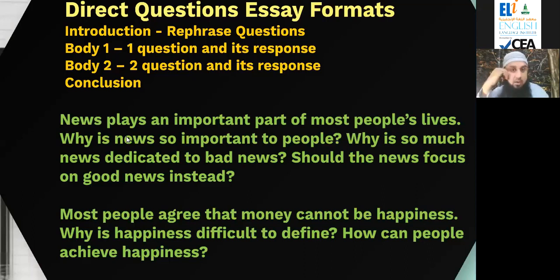You write an introduction, then rephrase the questions in your own words, as we learned previously. First task on Monday, rephrasing. We'll learn more skills to rephrase. Body 1 is the first question and its response. Body 2 is the second question and its response. About means your opinion about that, what you think, and then the conclusion. This is how it should look.